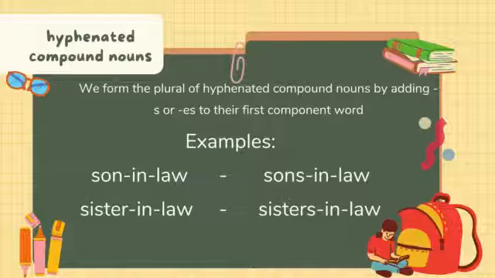Next, how do we form the plural of a hyphenated compound noun? By simply adding s or es to the first component of the word. So, for example, son-in-law, you add S to the first component, you say sons-in-law. You don't say son-in-laws. All right, so sister-in-law, the plural would be sisters-in-law. You will be adding the S or ES on the first component of the word.